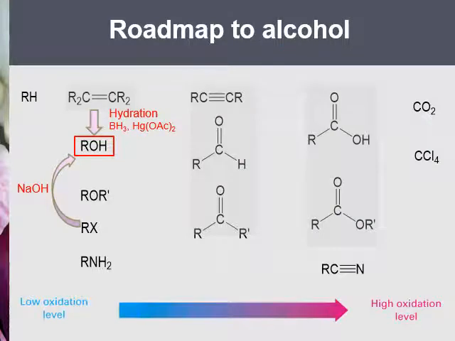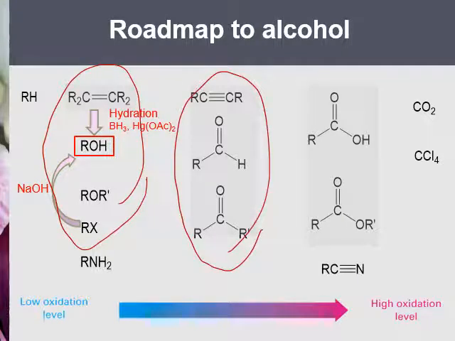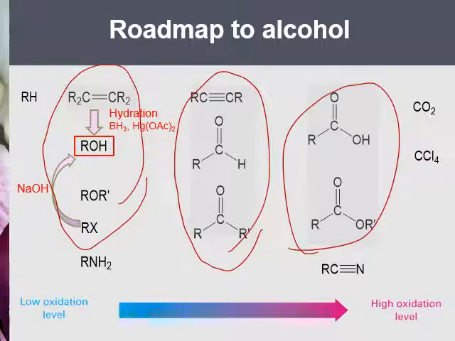We just briefly went over the preparation of alcohol from alkyl halides and double bonds. These reactions are substitution reactions and hydration reactions. Next, we're going to look at reactions involving ketones, aldehydes, or carboxylic acid esters that are at higher oxidation levels. These reactions are reduction reactions.